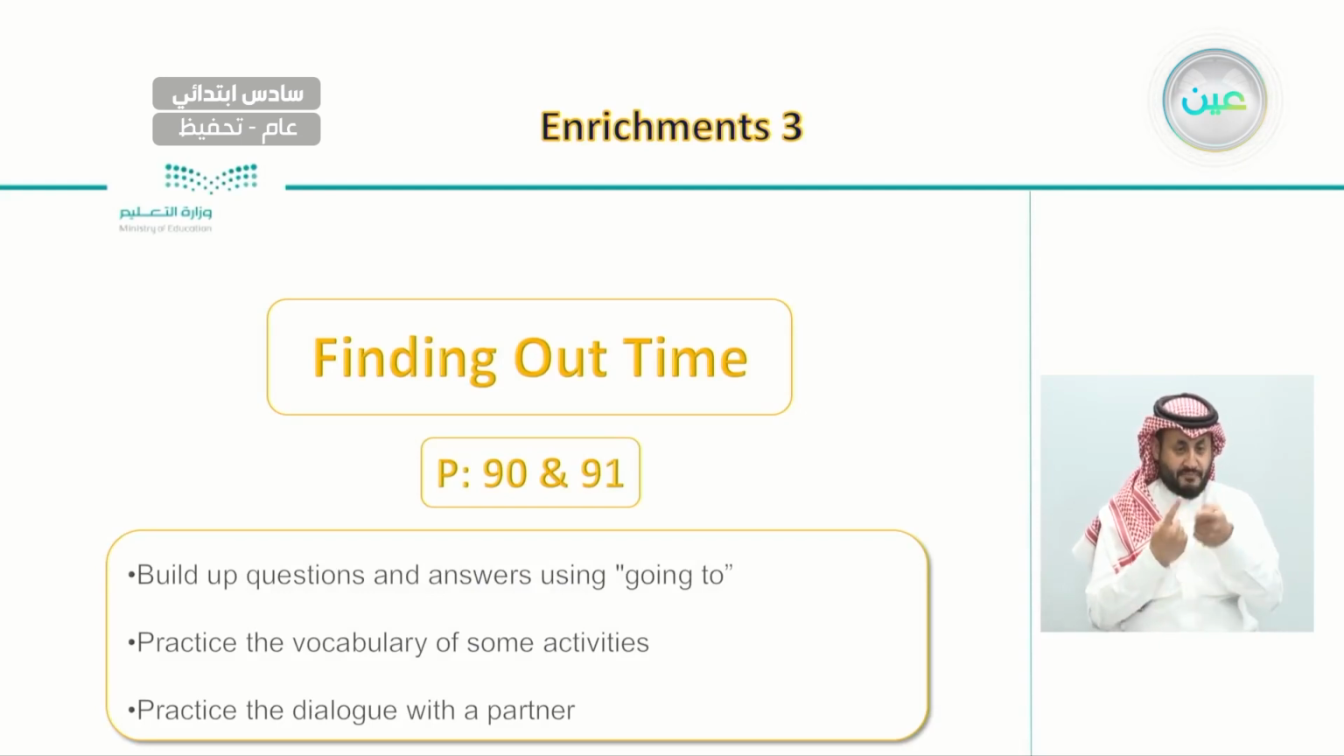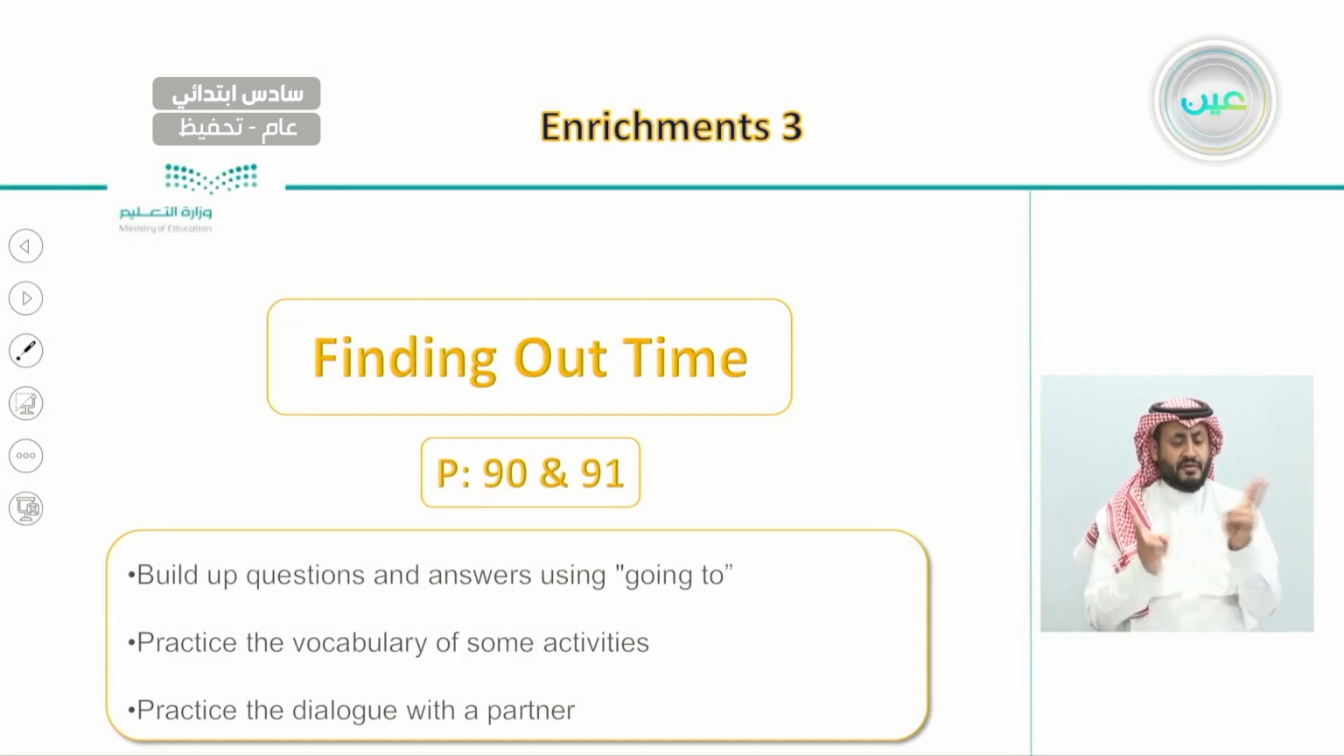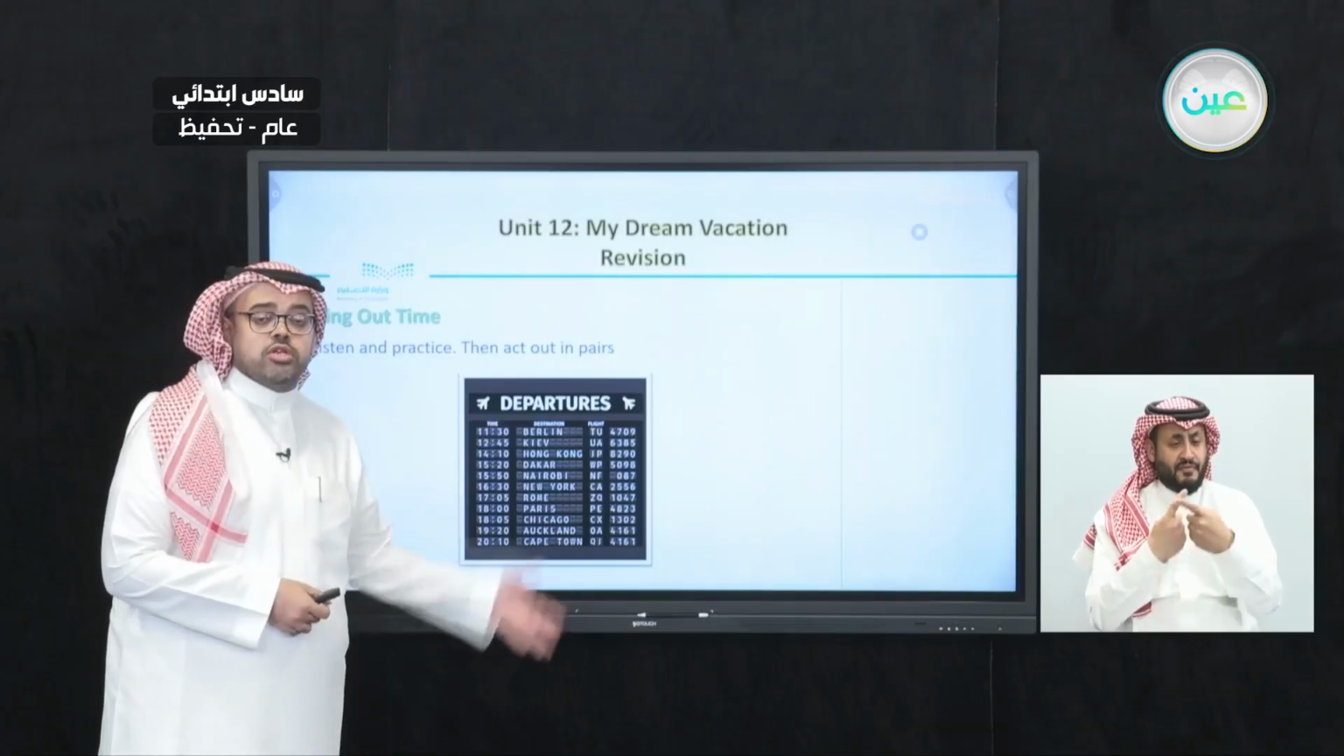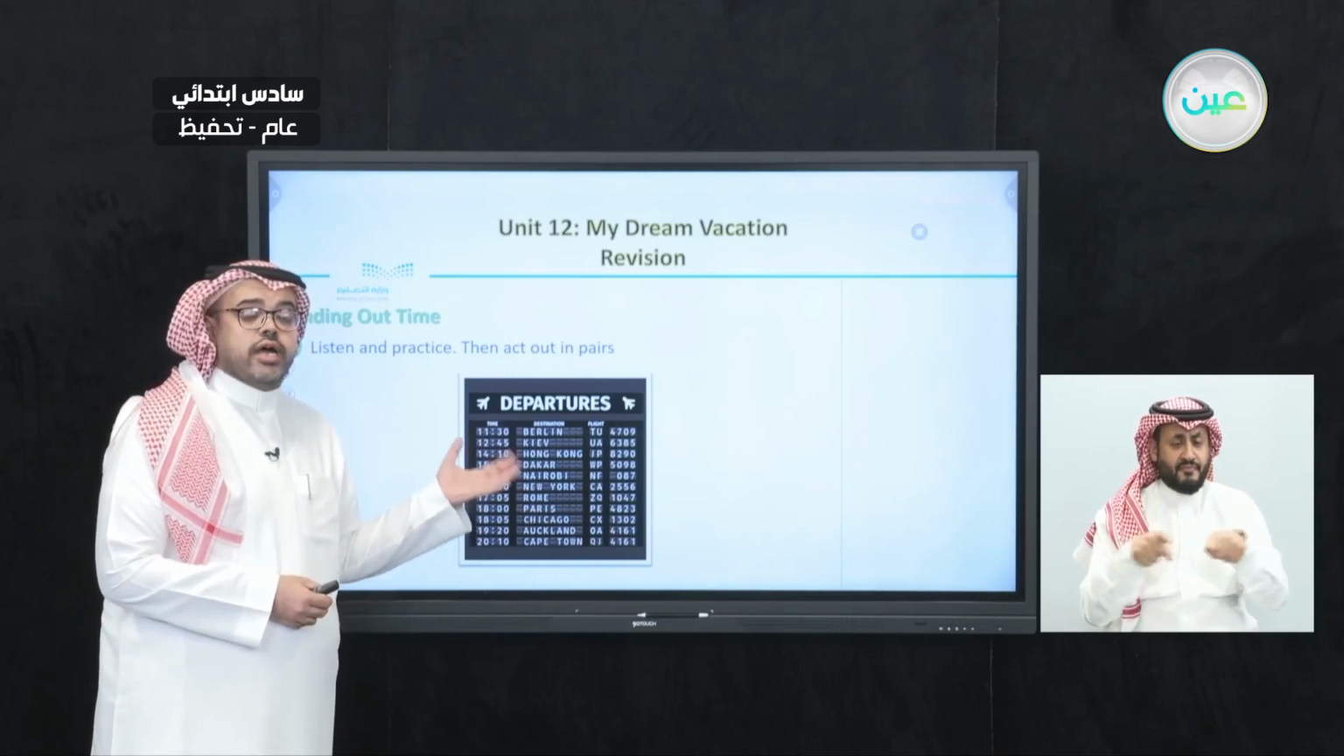The first lesson we had in this unit, which is finding out time, can be seen on pages 90 and 91. Our goals were to build up questions and answers using going to, to practice the vocabulary of some activities, and also to practice the dialogue with a partner. The first thing we did with this unit is that we listened to different conversations about going to in the airport. As you can see here in the first conversation, we looked at this flight board.